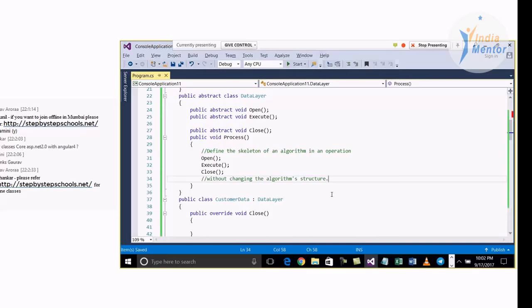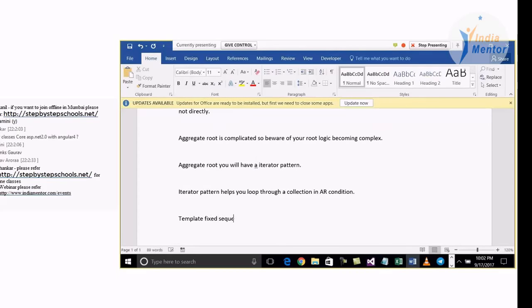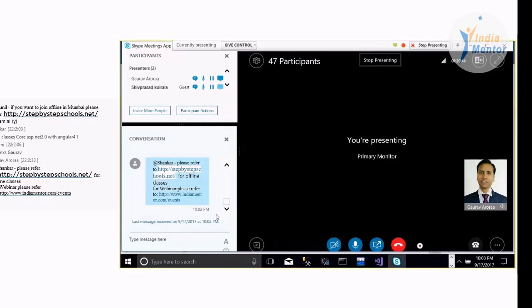So template pattern. Again, let me go back to the notes here. So I have said iterator, template, fixed, but individual steps can be overridden in the child classes. Right. So guys, any questions here on template pattern?